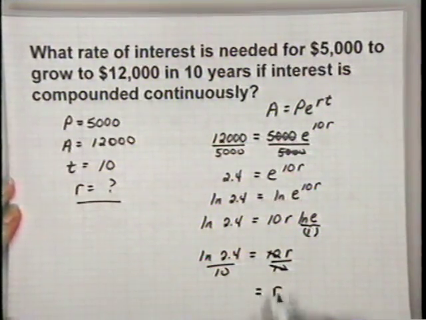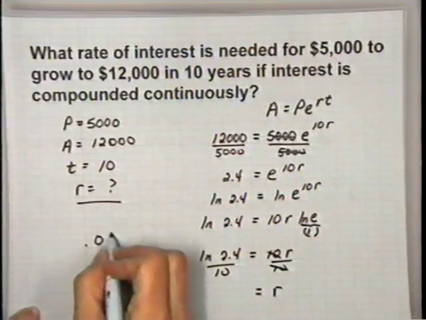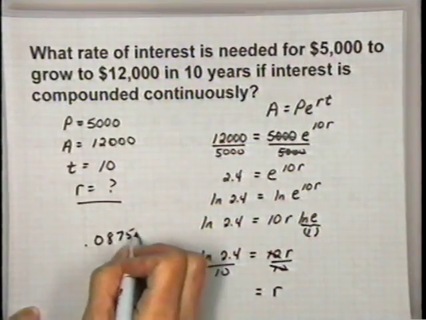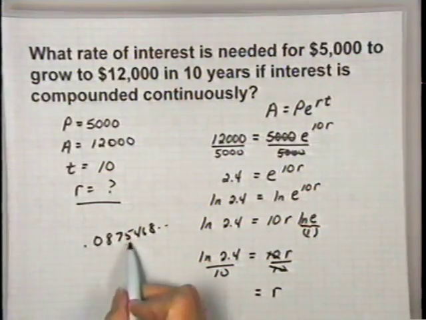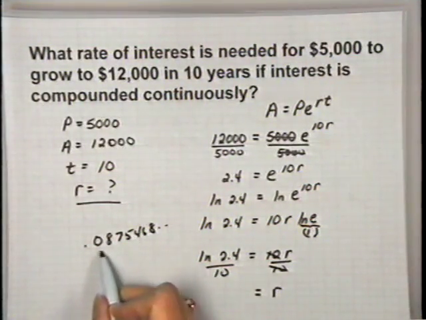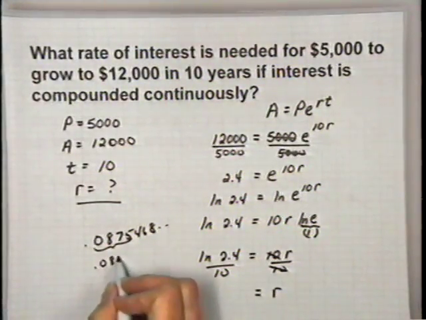So what I'm going to do is take my calculator and do the natural log of 2.4 and divide that by 10. And my display, let me just jot, shows 0.0875468 and some other digits. Now, we're going to round this interest rate off. First of all, I'm going to keep 4 decimal places here. So I'm going to keep 0.0875.